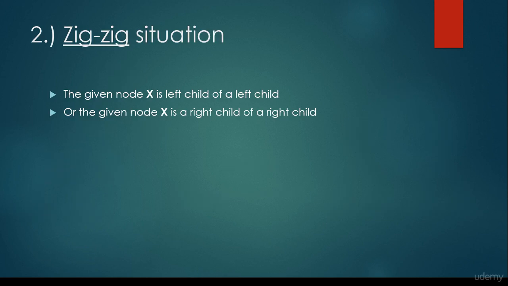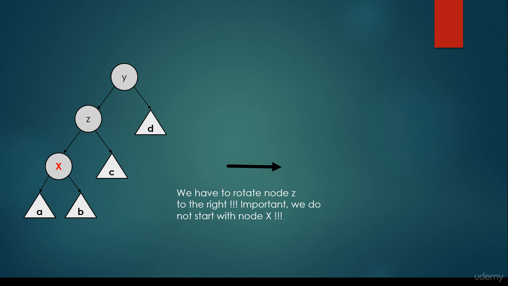Okay, what about the zig-zig situation? There is a given node X. The node we are looking for, this node X, is a left child of a left child, or a right child of a right child. It is very symmetric. Okay, for example this, because X is the left child of Z, and Z is the left child of Y.